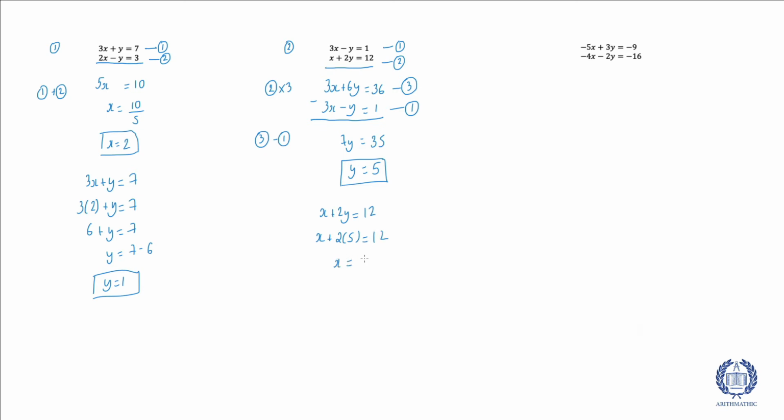So x is equal to 12. Now 2 times 5 is 10. Move it to the right hand side, minus 10. So that means x is equal to 2. And that is my answer for x and y. Okay? Hopefully that makes sense. If not, put it down in the comments.